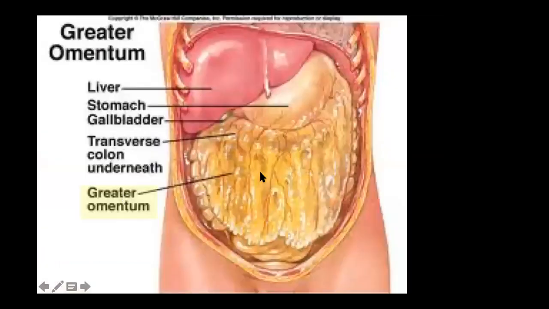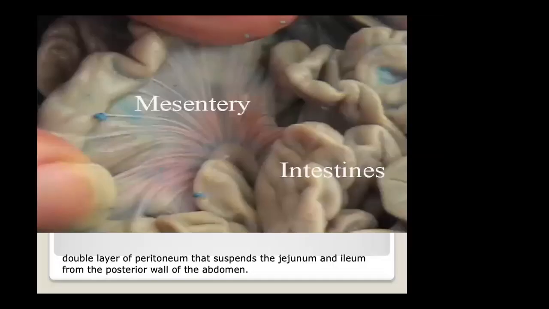Let's go on. Greater omentum. The cats are deteriorating, so this is going to be kind of difficult to see on them. This is hanging from the transverse colon, just a drape of fat where we store nutrients. You may get a picture exactly like this. Remember greater omentum. We don't need to know the lesser omentum right now. Now, there's your mesentery again.